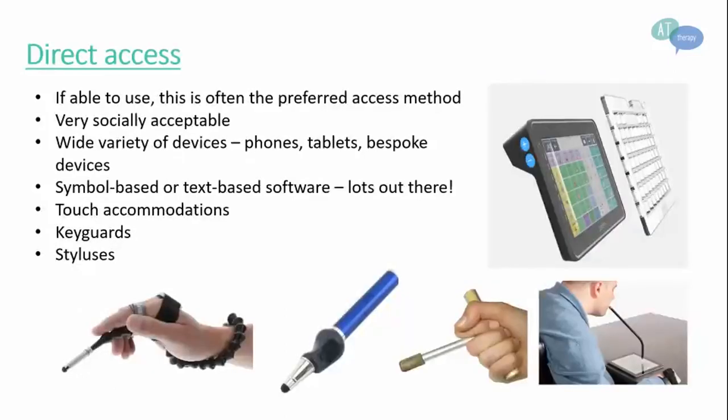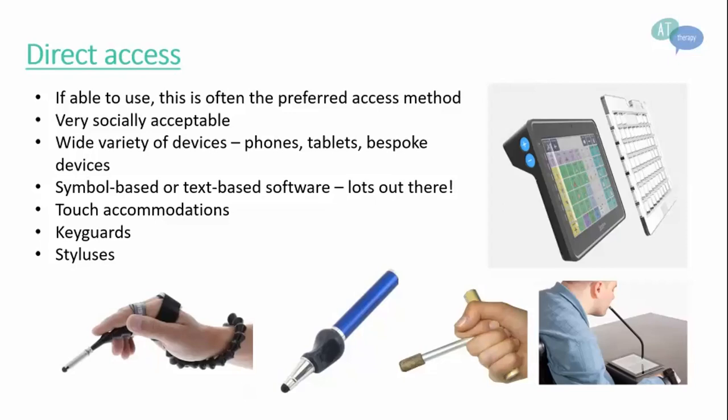Okay, so the first one to talk about is direct access. And I think if the user is able to do this physically, it's often the preferred access method. It tends to be the quickest one. It's very socially acceptable, and we see that as quite an important factor for some of our children as clients, and then also people that have had an acquired brain injury. They're kind of considering what their peers are doing, and we're all using phones and tablets so much that direct access is very socially acceptable.